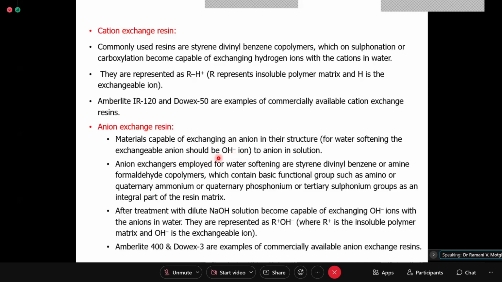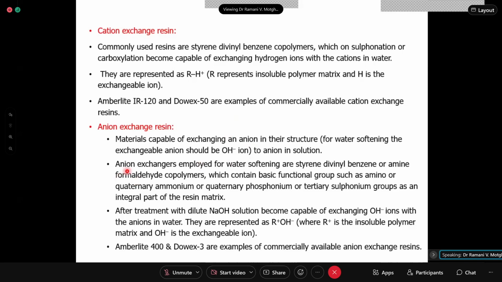So when you are using softened water, then it should definitely be present as ROH minus, because unless you have ROH minus, your cation exchanger resin is releasing H plus, so that will compensate this. This release will compensate that H plus, and it won't add either alkalinity or acidity to the water.